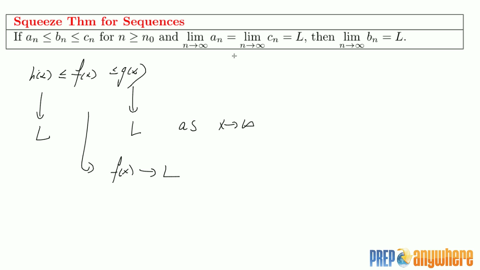This is saying the exact same thing. Okay, it's saying the exact same thing. So he says here, if a_n is approaching L as well as c_n is approaching L, then the one in the middle, the one that's squeezed between the two, also has to approach L.